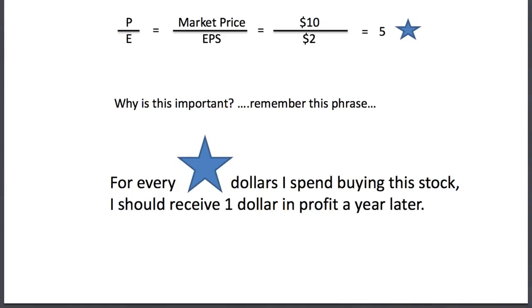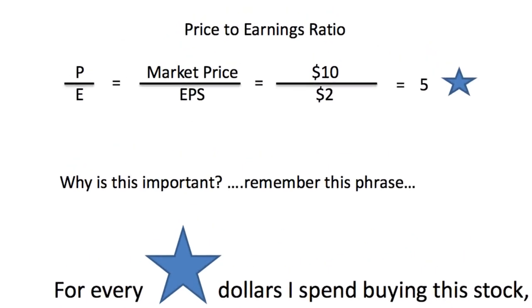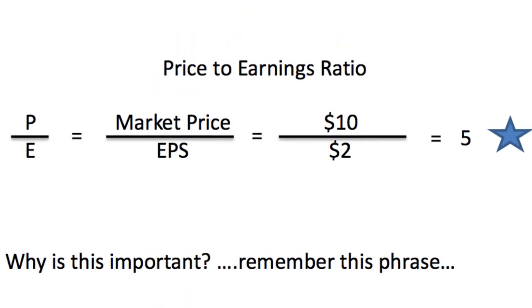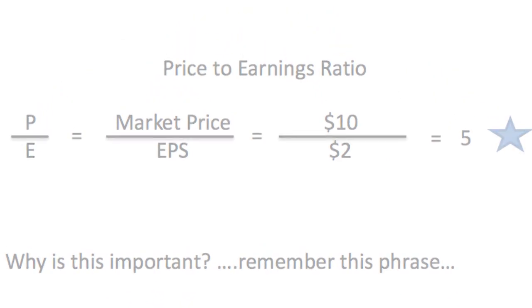So when you start talking PE ratios, you're obviously looking for something that's lower, because that's a lot better than something that's higher. And all you're doing to figure that out is taking the current market price of what the company's trading for and dividing it by the EPS.